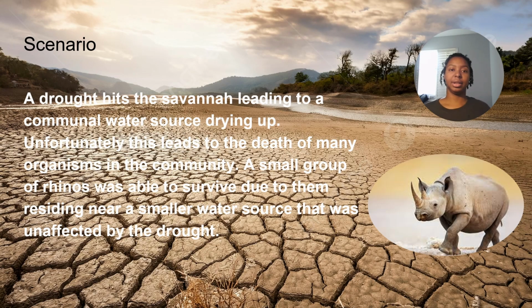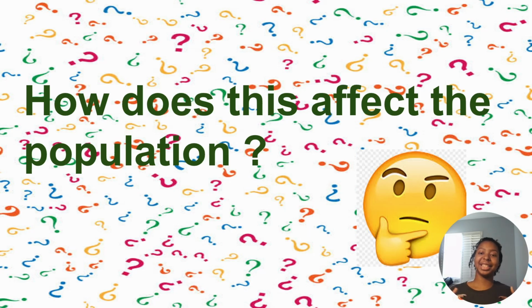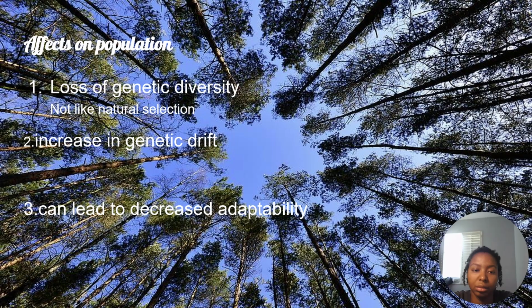Okay, so the scenario is going to be as follows. A drought hits the savanna, leading to a communal water source drying up. Unfortunately, this leads to the death of many organisms in the community. A small group of rhinos was able to survive due to them residing near a smaller water source that was unaffected by the drought. So how does this affect the population?